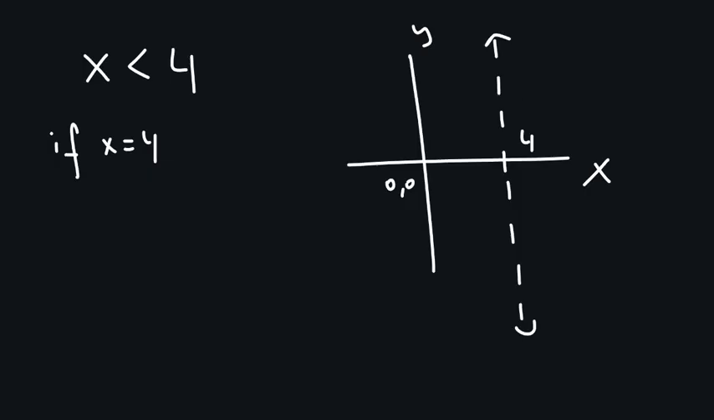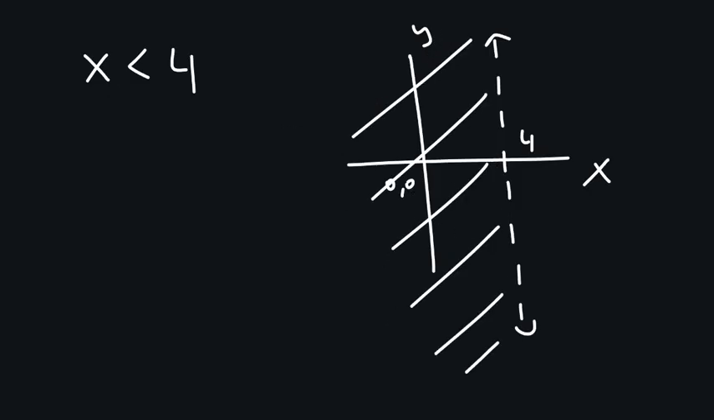The inequality says x values which are less than 4. So you can test it, but you don't have to, because it's clear that it's asking for the x values which are less than 4. So you just need to shade the parts that have the x values less than 4. So that's the graph of the inequality x less than 4.